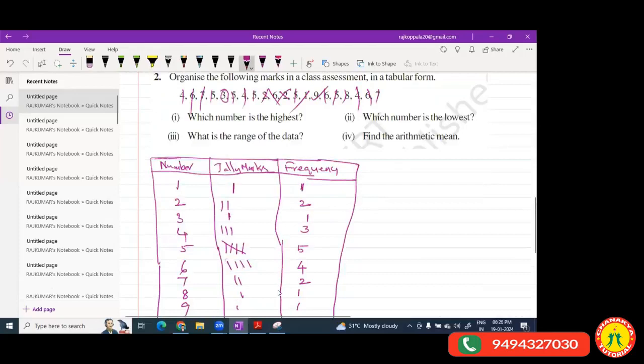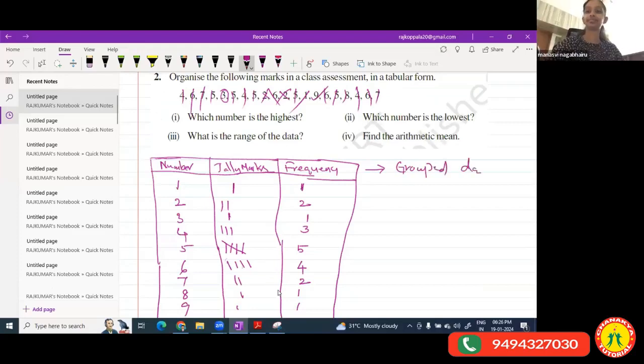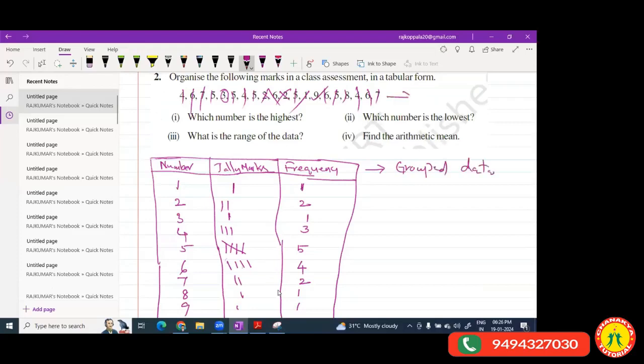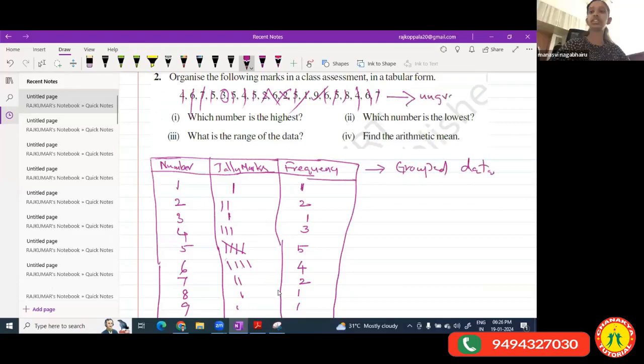Tabular form means which data is this? This is grouped data. Understand? Yes, sir. And this data is what? Ungrouped data.